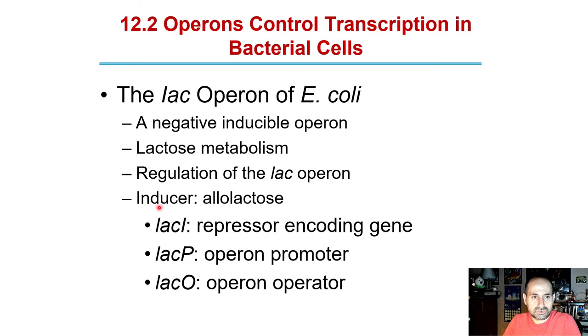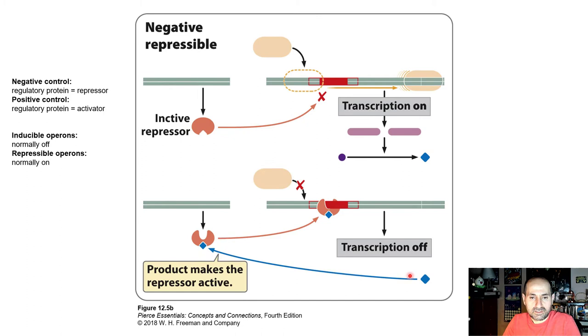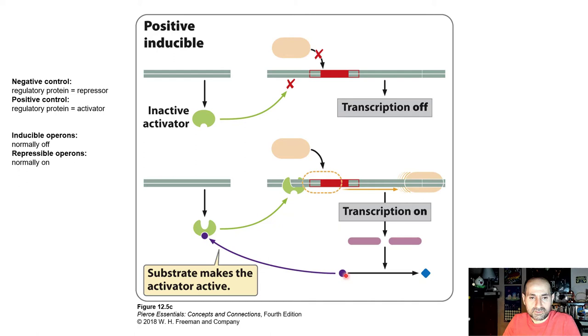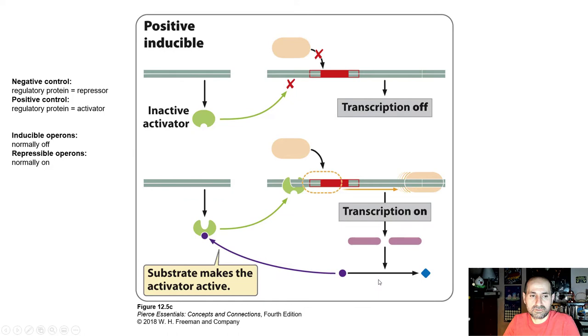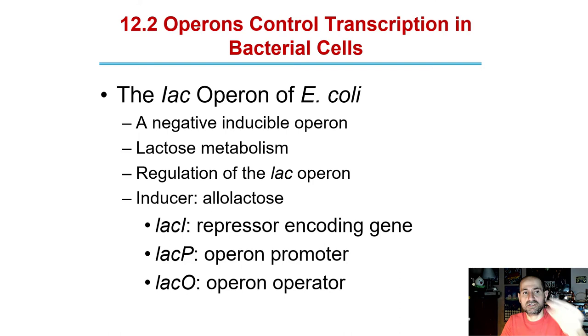What is an inducer? Real quick. You know how I said there are these little molecules that bind to the activator or to the repressor? That's an inducer. This is what I mean by inducer. It's the small molecule that binds to the repressor or the activator to turn on the gene. Inducers turn on genes. Okay.